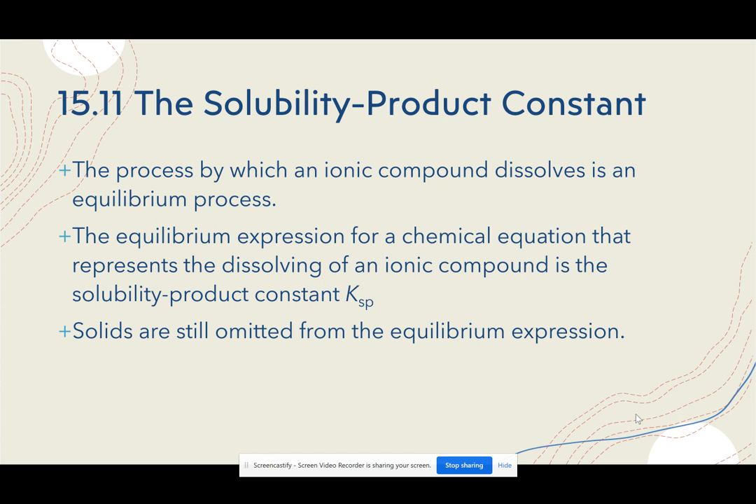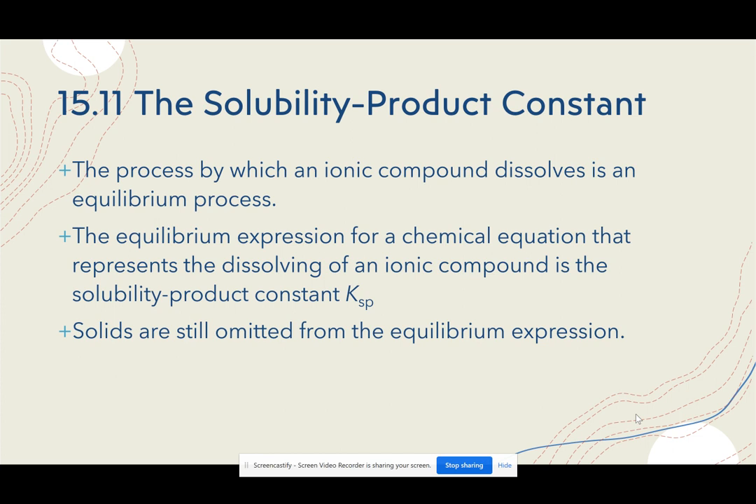It refers to what we have previously called insoluble compounds. It turns out these insoluble compounds are just very slightly soluble. Only a very small amount of ions would be present in that solution, and that is an equilibrium process. So the equilibrium expression for a chemical equation that represents dissolving of an ionic compound is called the solubility product constant, or Ksp. Ksp is really no different from KEQ. It's just a special name because it is dealing with this dissolving of a solid.